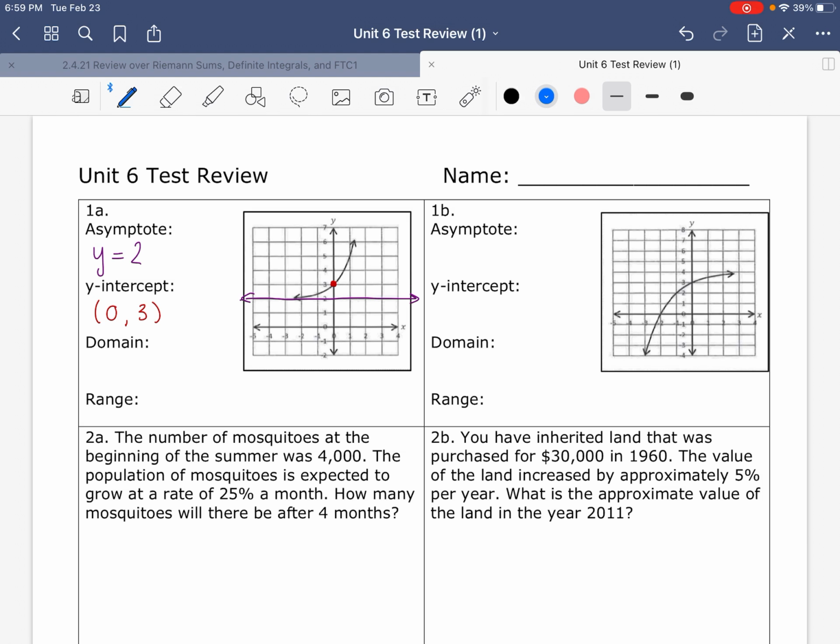For domain, this is our x values, and notice these arrows go to the left forever and also to the right forever. So our domain for exponential functions is always going to be all real numbers.